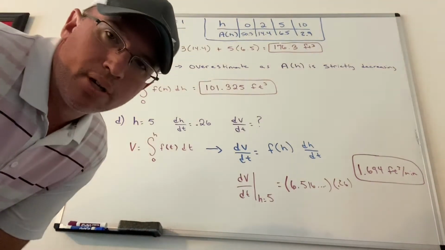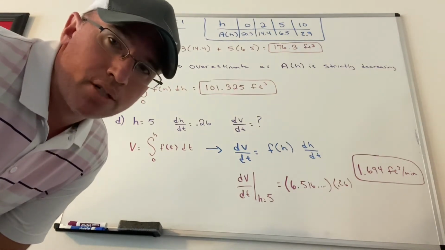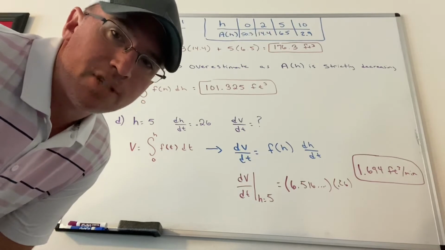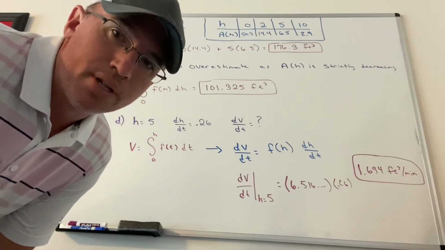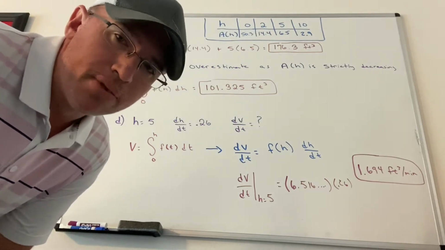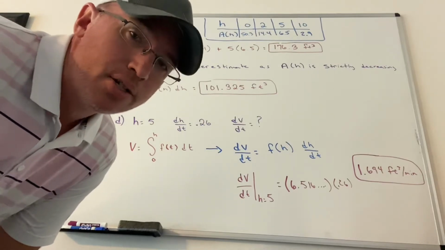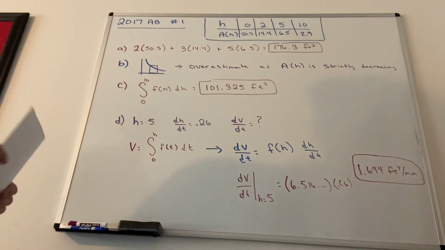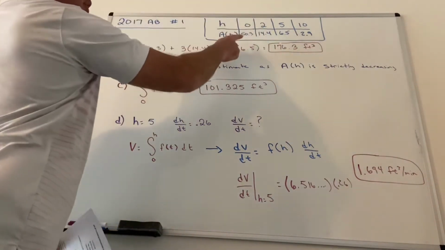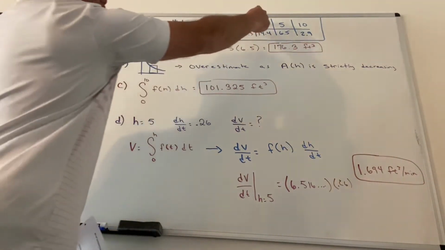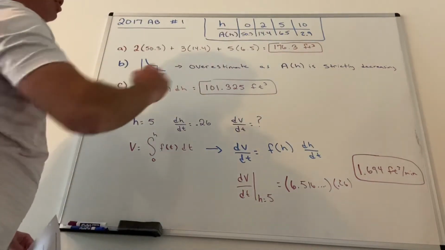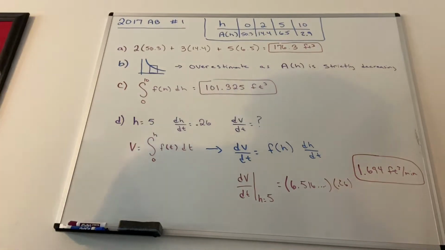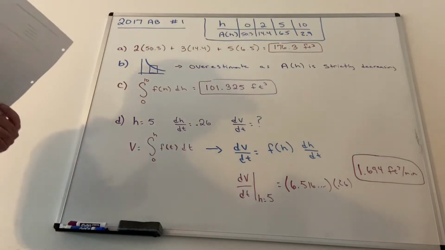Now, something just to point out to you, when you integrate area, you get volume. And using Riemann sums is like a substitute to integration. So the Riemann sum is like integrating. So that's why you're getting volume out, okay? And if you use a left Riemann sum, you've got a 2 by 50.3 plus a 3 by 14.4 plus a 5 by 6.5, and that gives you 176.3 cubic feet.